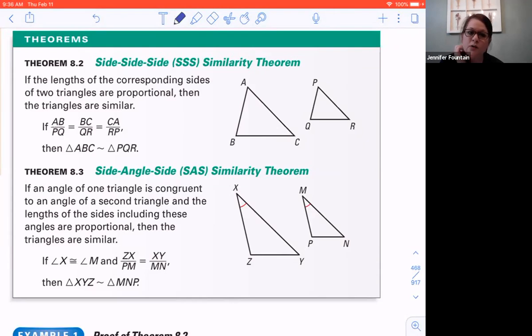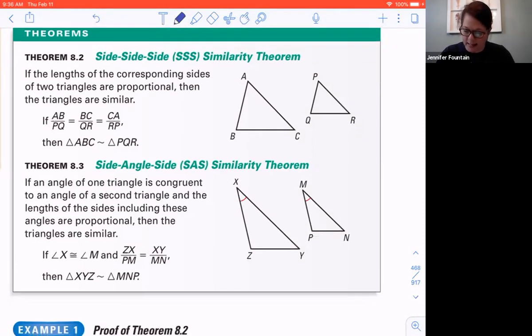And then for side, angle, side, again, I'm dealing with two proportional sides and its included angle that is congruent. Angles are congruent, sides are proportional, side, angle, side. Okay. Then we will keep going to page 498.